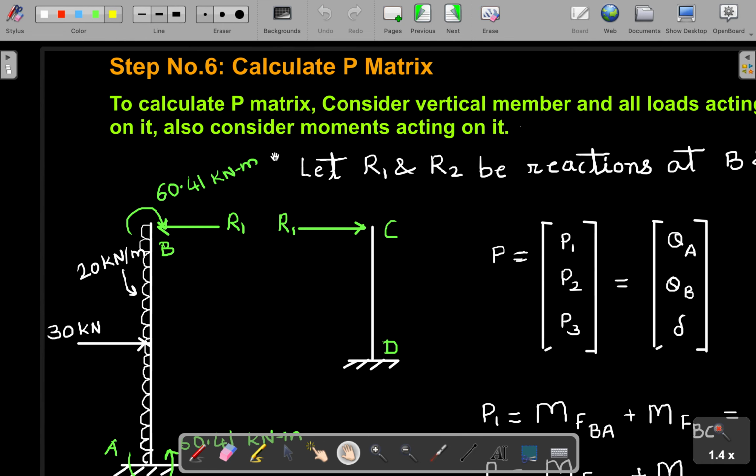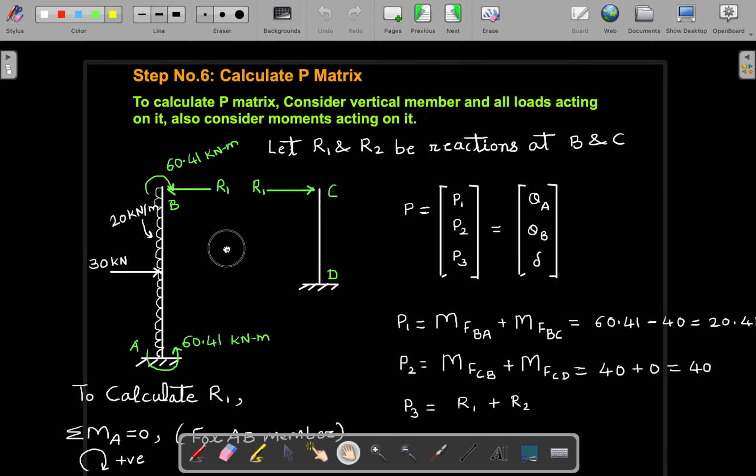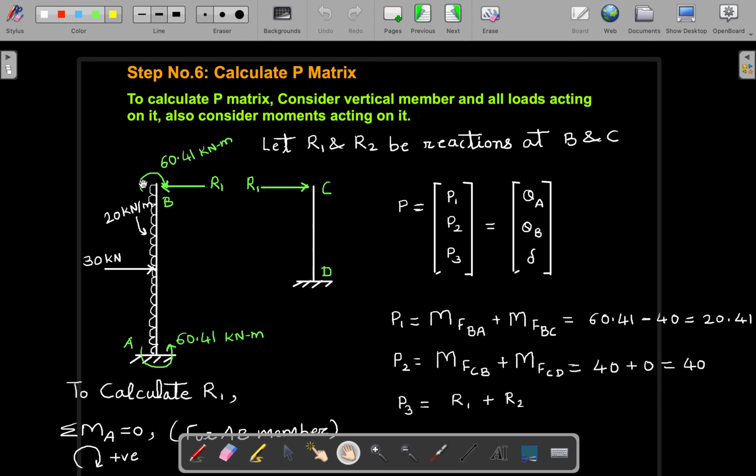Now step number 6 is to calculate the P matrix. To calculate the P matrix, we have to consider vertical members and all loads, whatever loads are acting, and even the moments. Fixed end moments, whatever is acting, we also have to consider. Now we have considered R1 and R2, the reactions at B and C. We are just considering vertical members. Whatever unknowns are there, we have to see.